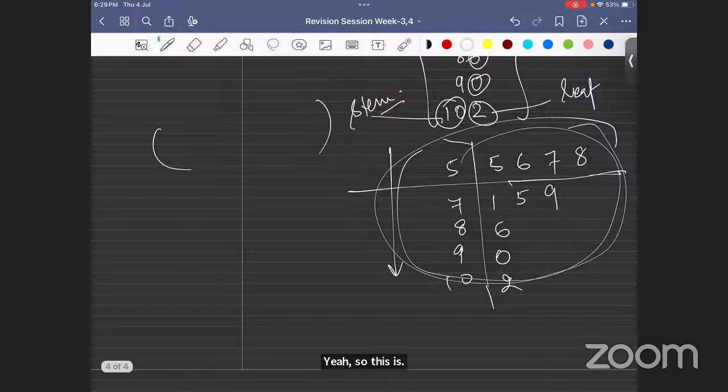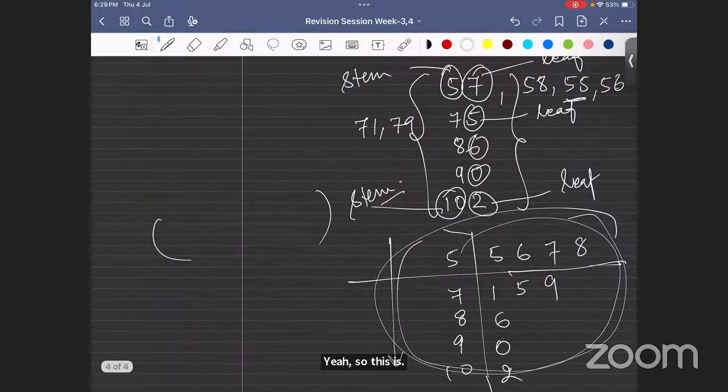So stem and leaf is pretty simple. Whatever data set has been given to you, you just divide it in the form of a stem and leaf. Basically, the rightmost portion, or the unit digit, you can think of as the leaf, and the remaining portion you can think of as the stem.